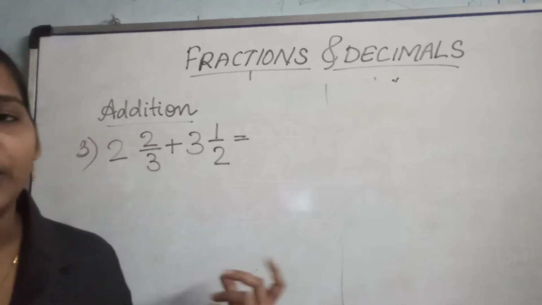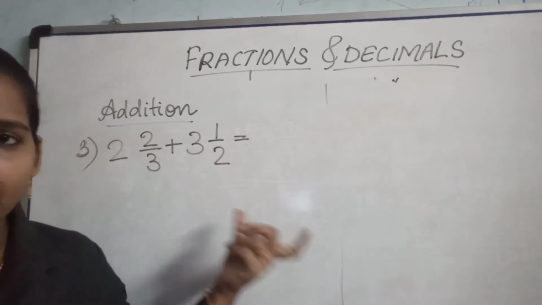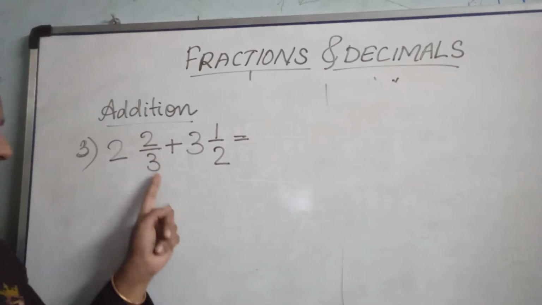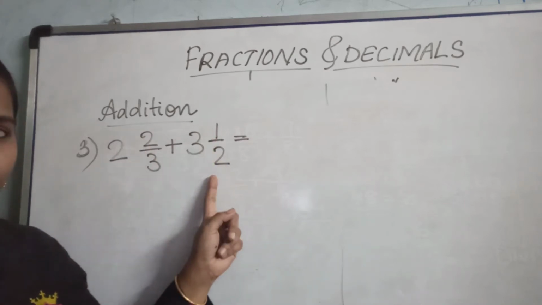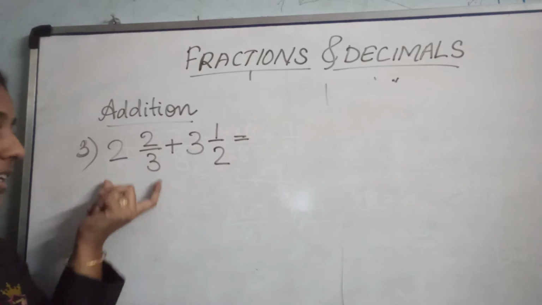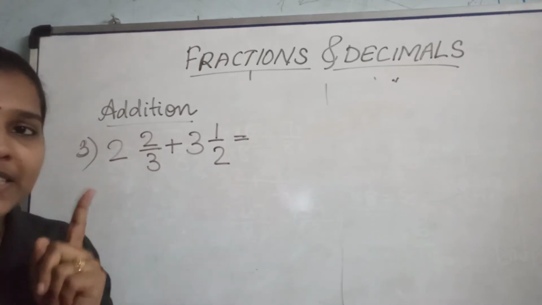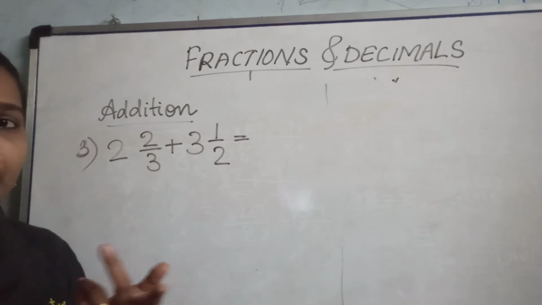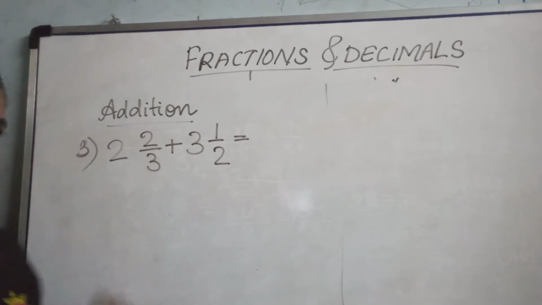Children, now we are going to discuss another type of question in addition, and here it is 2 2/3 plus 3 1/2. You can easily understand that these fractions are mixed fractions, isn't it? We don't know how to add the mixed fractions, isn't it? Okay, I will tell you.